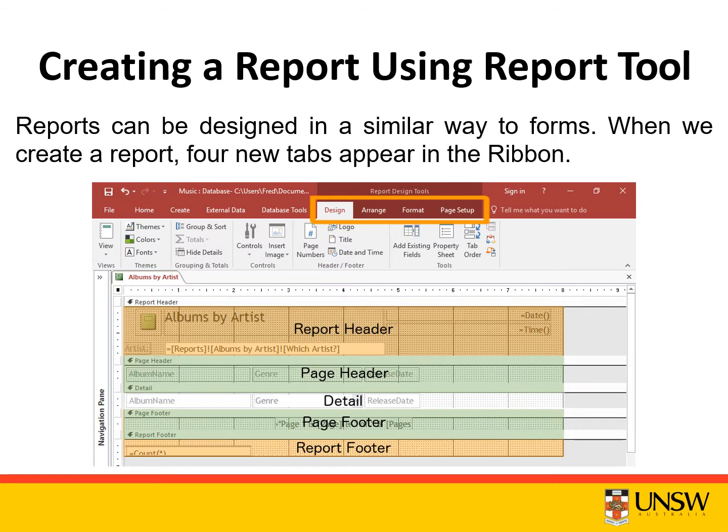By creating a report, 4 new tabs appear in the ribbon that can be used to customize the sections of the report. Each report can have up to 7 sections, including report header, page header, group header, detail, group footer, page footer, and report footer.